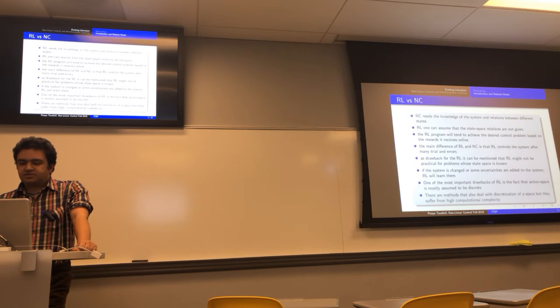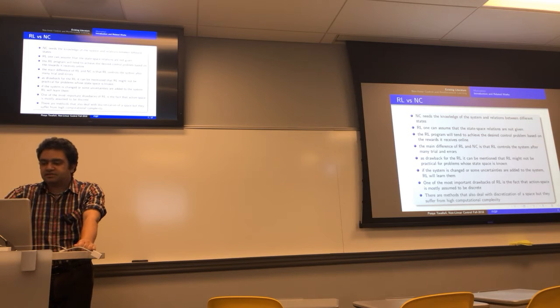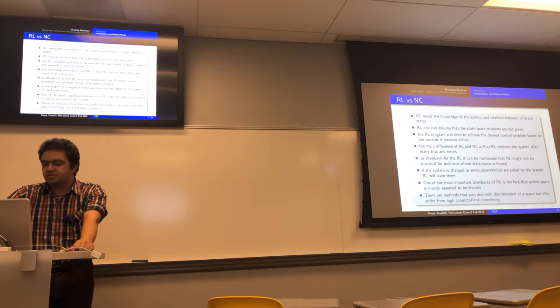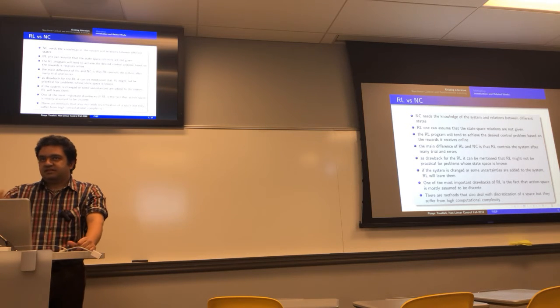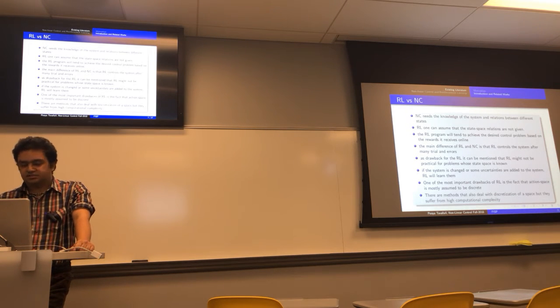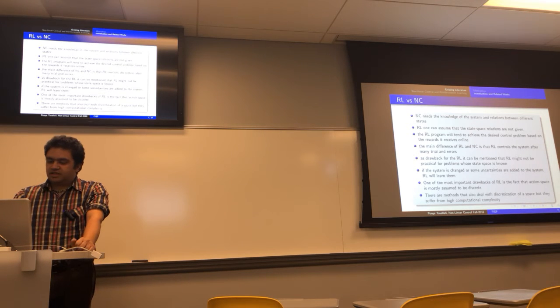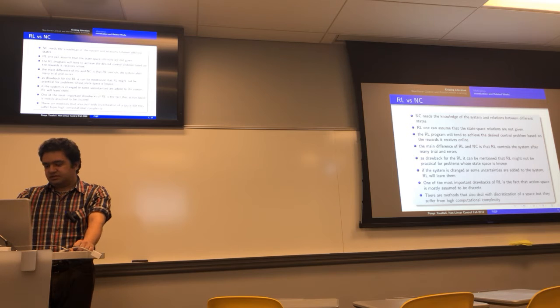In RL, the desired control problem is achieved based on the rewards. If we assume that each time we try is called an episode, which I will explain later, RL tends to find the optimum control by trial and error. Essentially, the agent will try many times until it finds the optimum control that it is desired to find. If the system is changed or some uncertainties are added, RL can adapt to it by its online learning procedure.